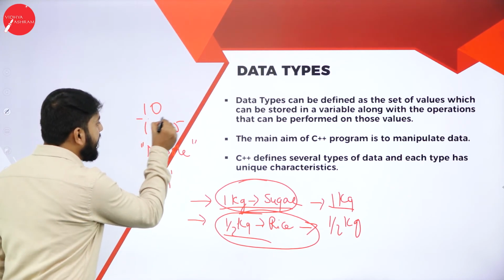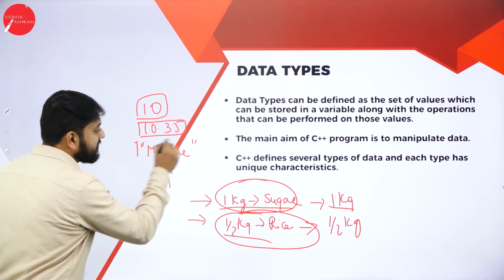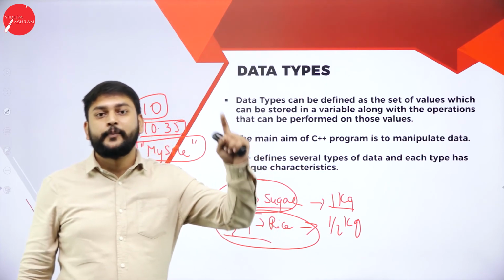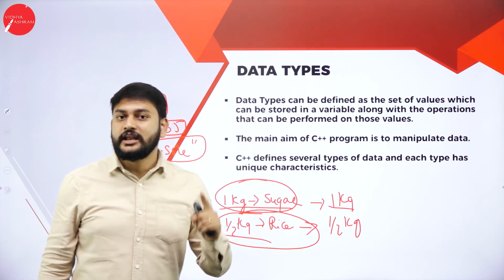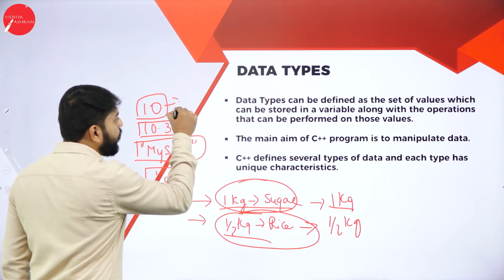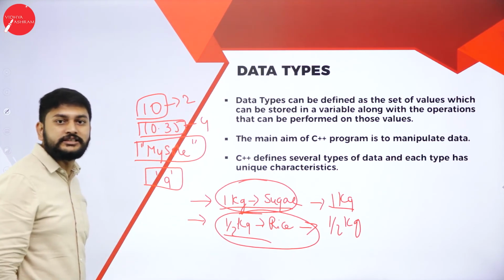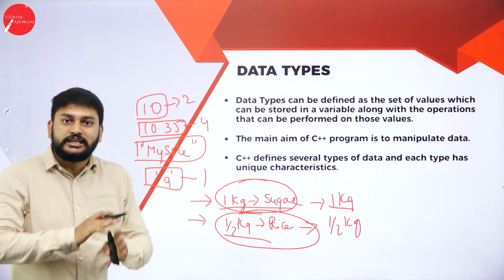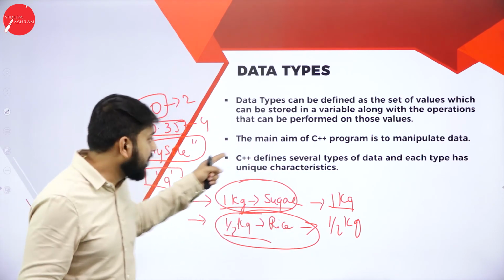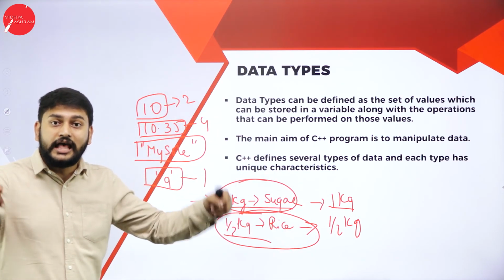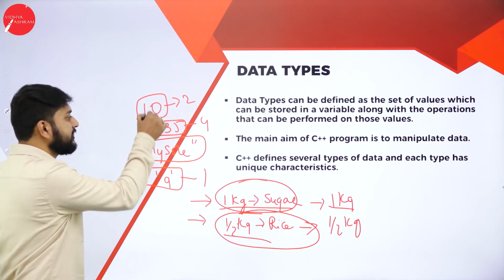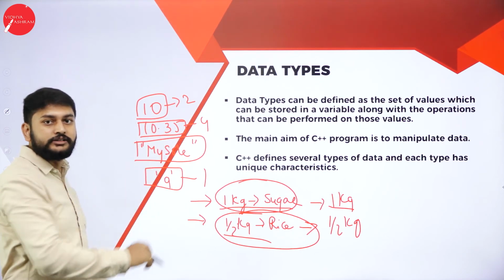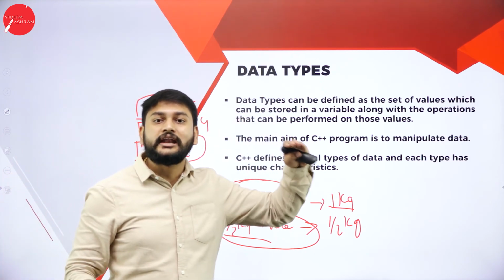Each data whatever I have, the size of this data is different. Point number 1, the size of this data is different. So this might require 2 bytes, this requires 4 bytes, this requires 1 byte. The size of this data is entirely different, which I will be discussing in detail in the coming slides. As of now, you need to understand that each data is different, and the data size differs from one data to another.